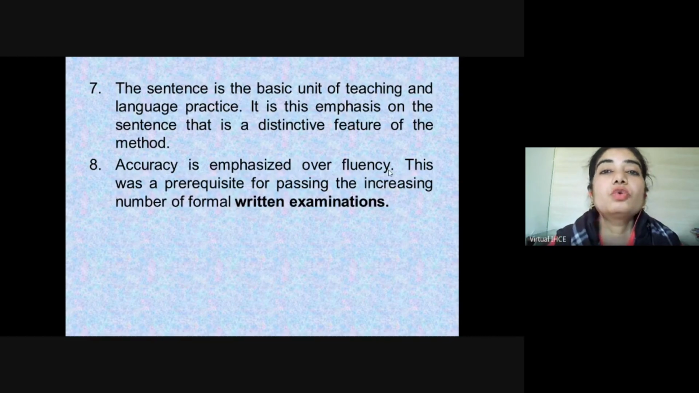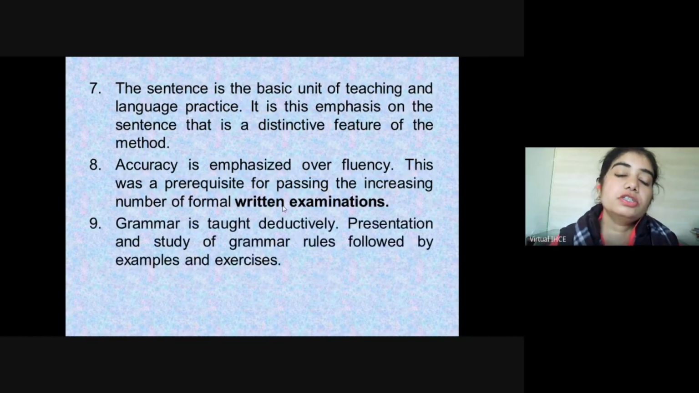Accuracy is emphasized over fluency. This was a prerequisite for passing the increasing number of formal written examinations. For passing the written examinations and for scoring good marks, the grammar translation method was used, and speech was not taught to the students because oral exams were not there at that time. Only written exams were there, so writing was given very much importance, that students should write correctly, accurately.